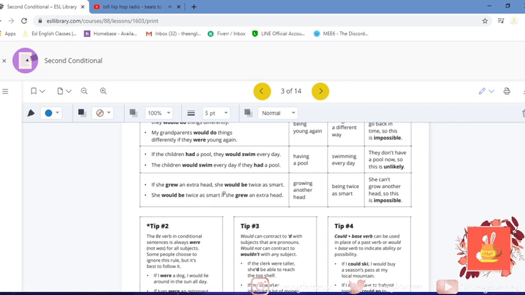If she grew an extra head, she would be twice as smart. She would be twice as smart if she grew an extra head. So growing another head is a condition. Being twice as smart would be the result, but she can't grow another head. That is impossible. Generally speaking, that's impossible. However, there is proof that twins are actually born with two heads. It's a deformation in birth.